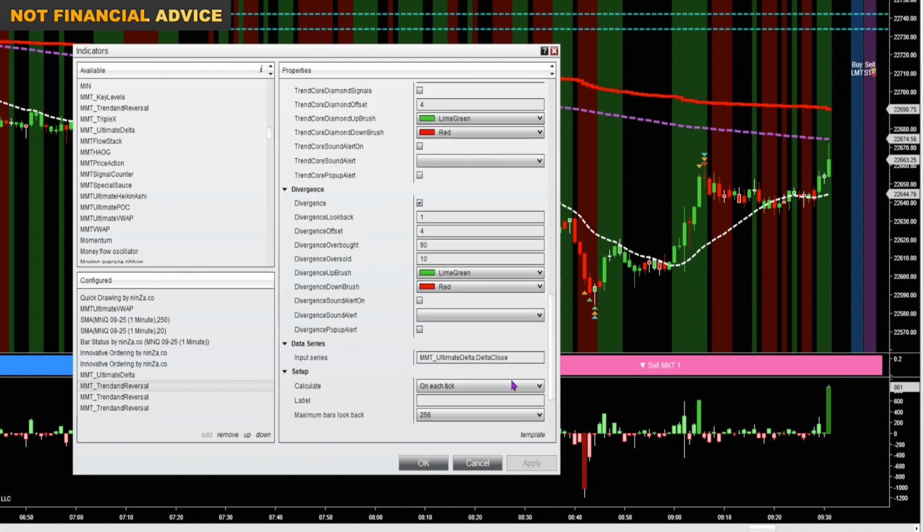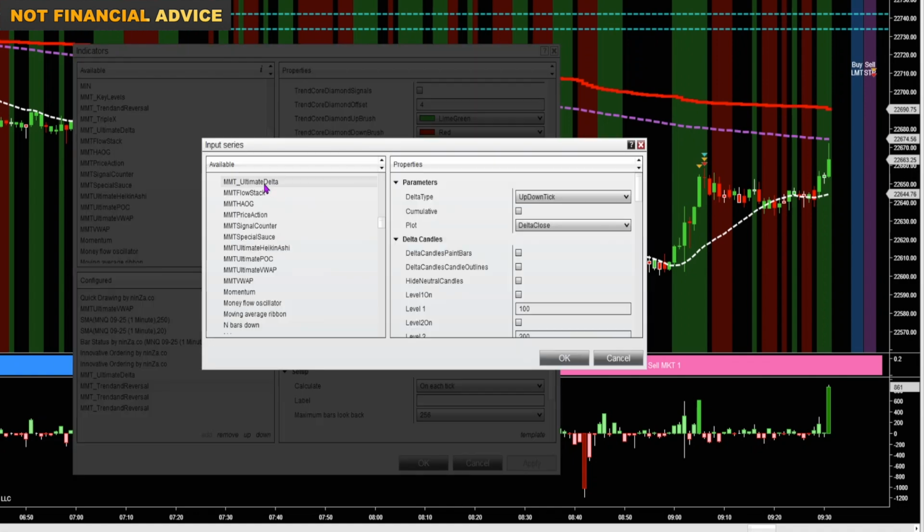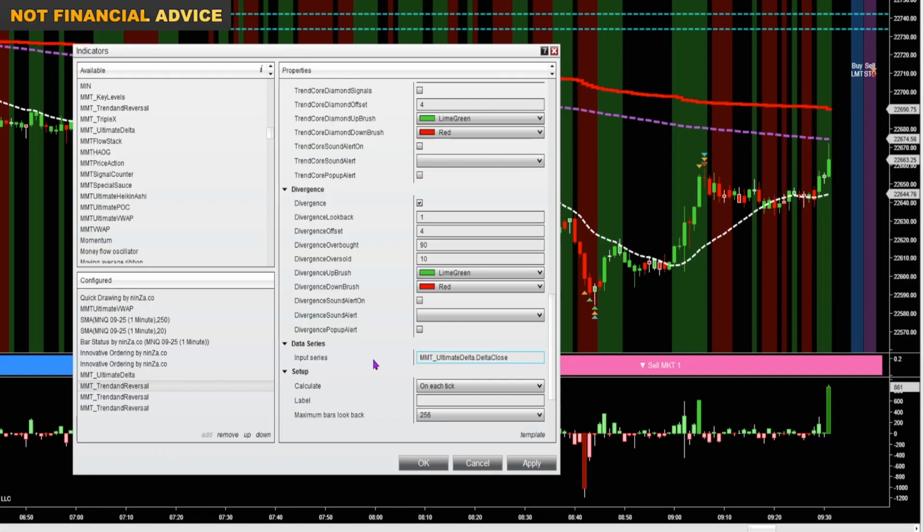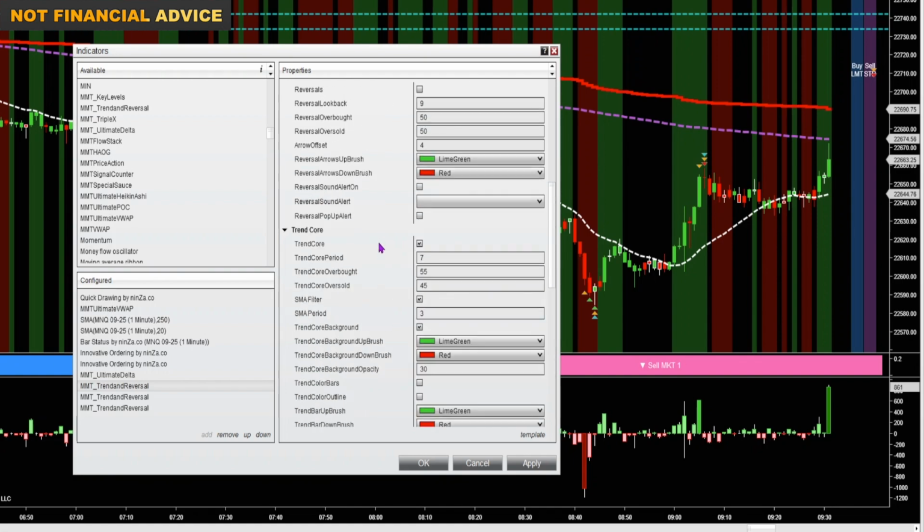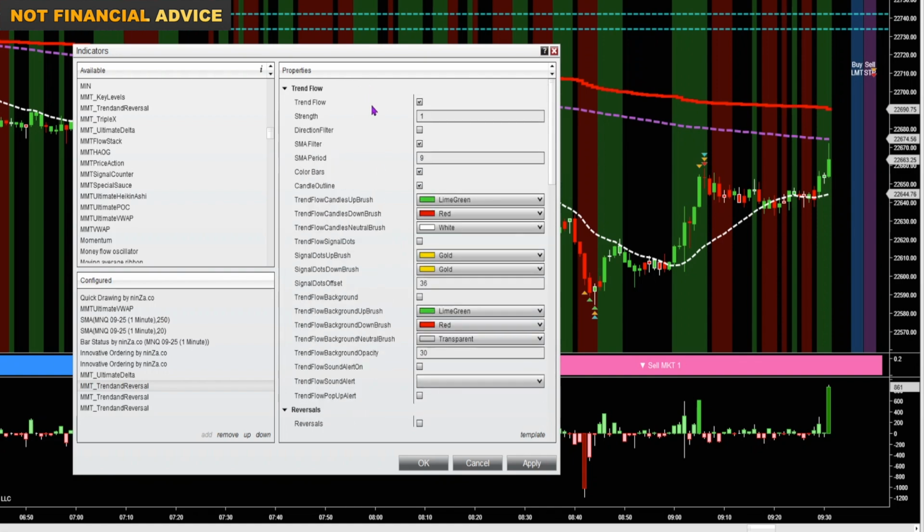You can see my input series is the MMT Ultimate Delta. So I'm using the MMT Ultimate Delta as the input series for the trend and reversal indicator. It's in up-down tick mode, regular per bar delta mode, not cumulative. So cumulative is unchecked. If this is unchecked, then it's using the per bar delta mode. The plot is the delta close. So I'm using the regular per bar delta as an input series within the trend and reversal, and this is measuring divergence, the trend core, and the trend flow, all based on per bar delta.